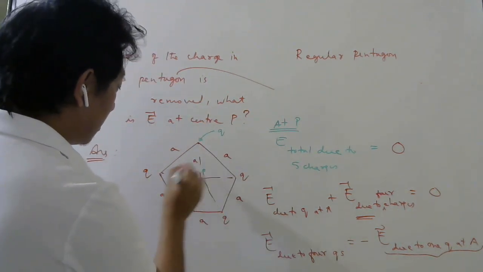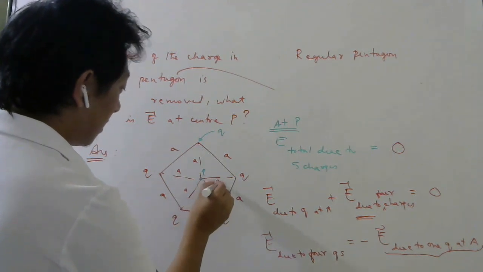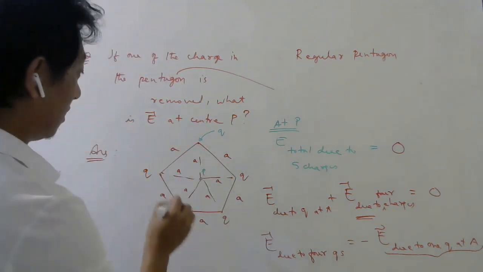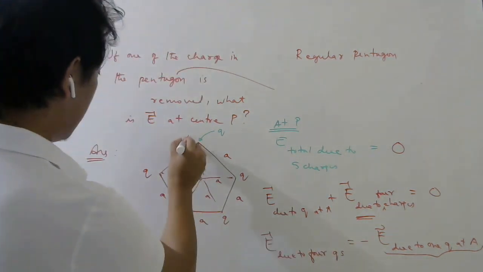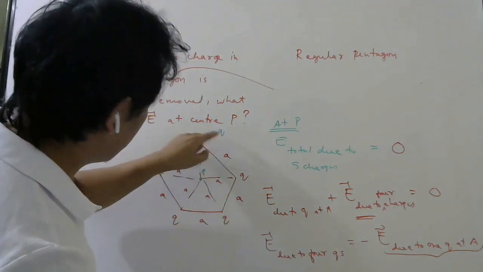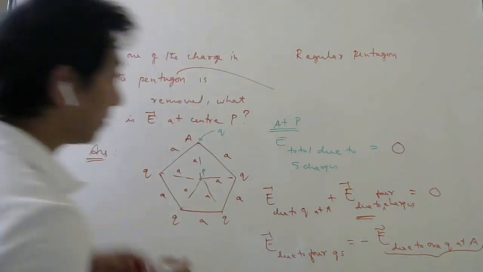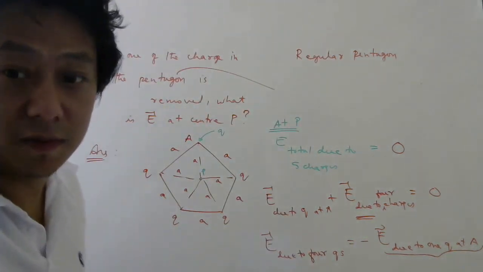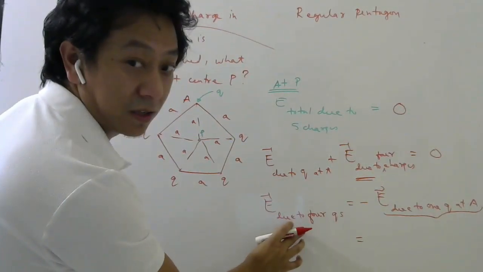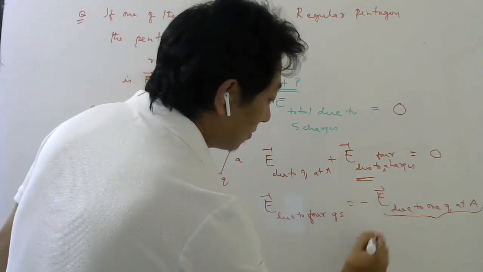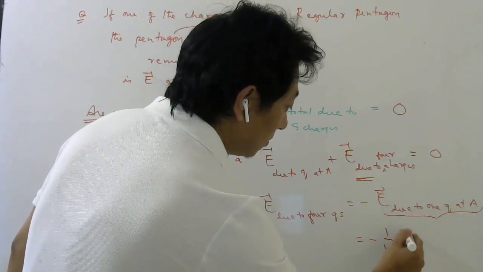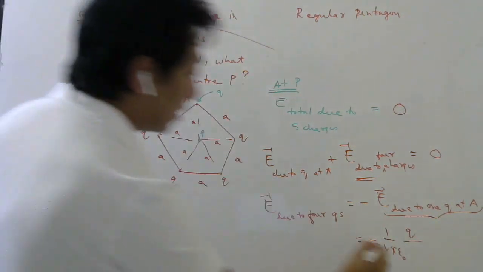So if this is a, this is also a, this is also a, all are a. So this distance is a, and the charge at A is the source charge. So this one I can easily write. Is there space? Yes, there is much space. So this was the question, and I am writing this as minus of this. What is the formula? 1 by 4 pi epsilon naught q by the distance a square.